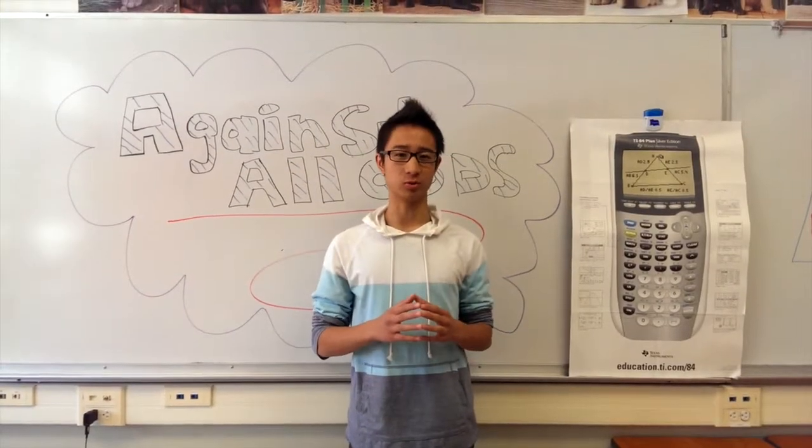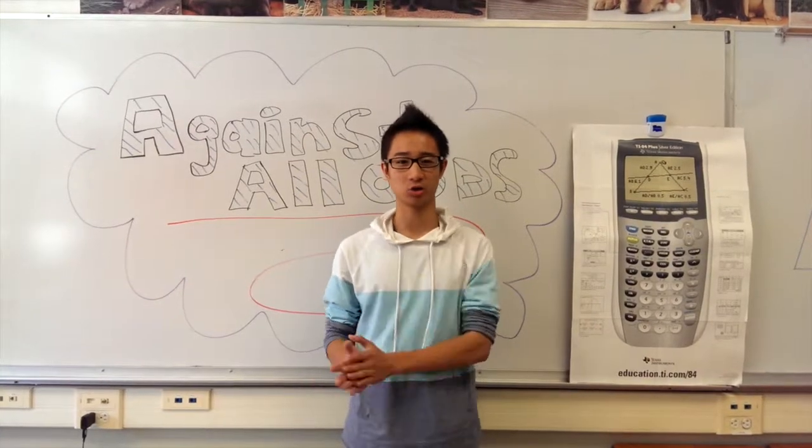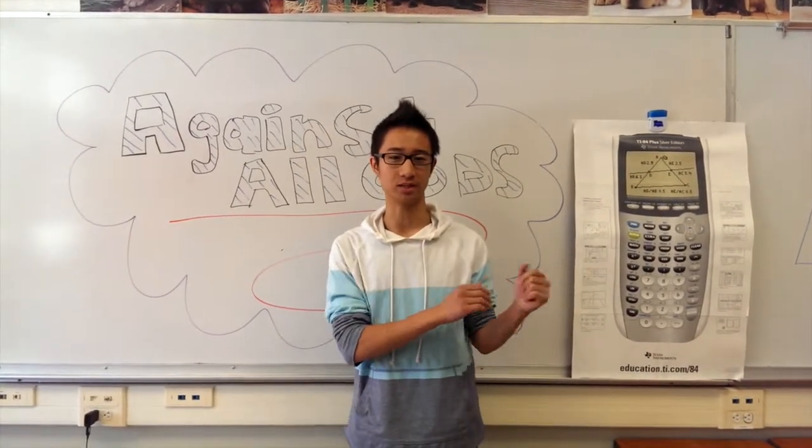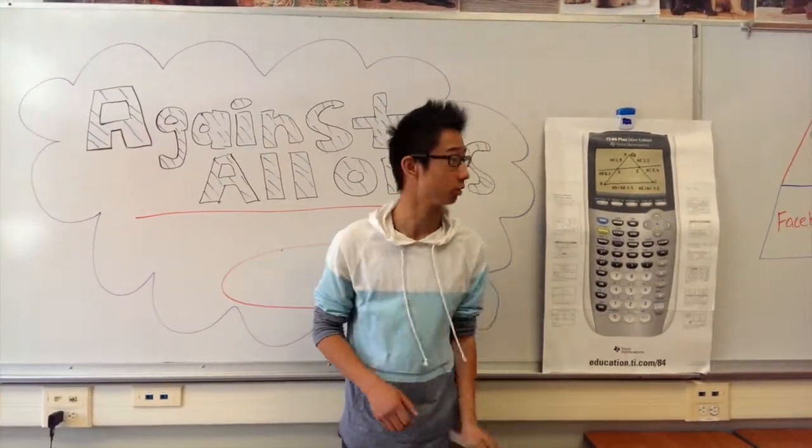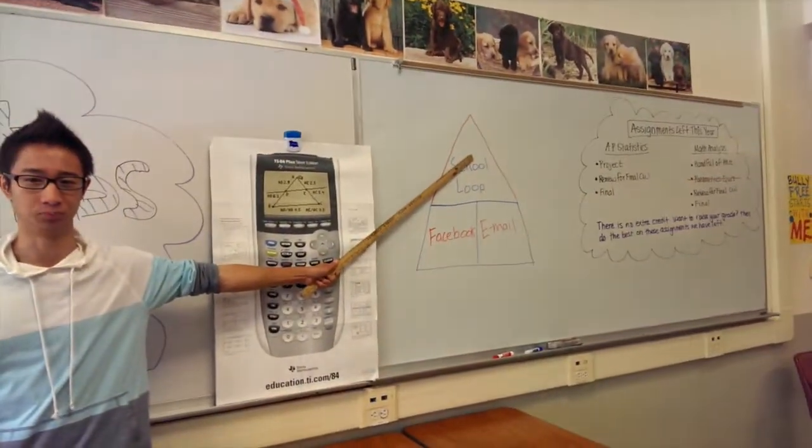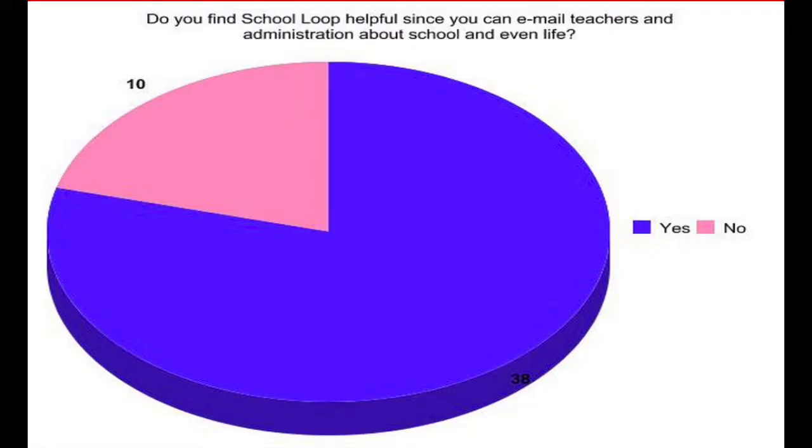Our results from these biased questions are staggeringly one-sided. Our results are swayed heavily toward our intended answer, that Schooloop is superior to all other forms of communication. As you can see in this pie chart, out of the 48 who responded to the question regarding how useful Schooloop is, 38 responded yes. This is one of the obstacles that come along with convenience sampling. By allowing people to anonymously respond to our questions, responses such as these tend to occur.